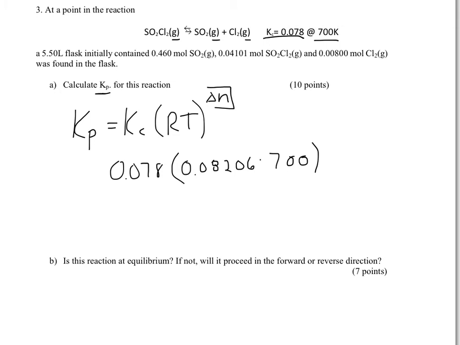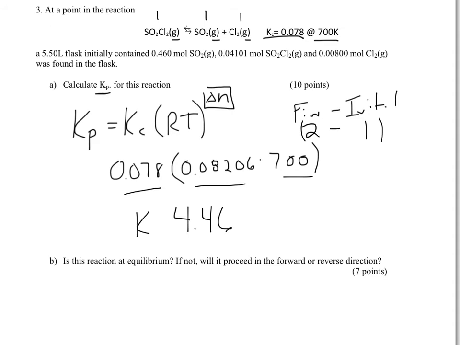So the only thing we really need to figure out for this problem is that delta N. Whenever we do delta, we do final minus initial. Delta N is the change in the number of moles. Here in this equation, we have 1 mole of sulfur dioxide and 1 mole of chlorine gas as products, and 1 mole of the SO2Cl2 as the reactant. So final, or products, we have 2 moles. Initial, we have 1 mole. And so 2 minus 1 is 1. All we need to do is multiply 0.078 times 0.082 times 700, and we get a number that is 4.46 for Kp.